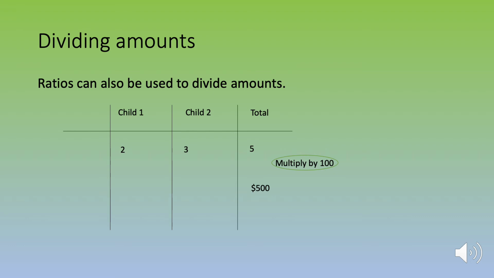So what do you need to do from 5 to get to 500? You have to multiply by 100. You have to do this with child 2 and child 1. And this will give you how much money child 1 gets and how much money child 2 gets.